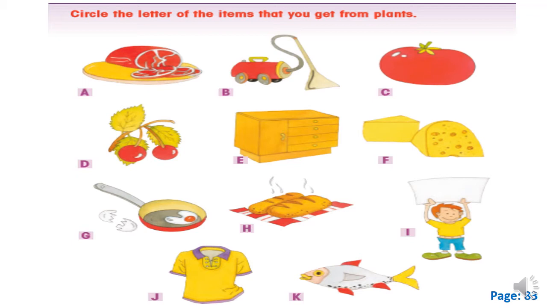Letter B, we have a vacuum cleaner. Is this one from plant? Can I see, for example, a tree give us a vacuum cleaner? Sure, no. So also this one is not from plant origin. We have tomato in C. Yes, tomato is from plant origin. Excellent. So I have to circle it.